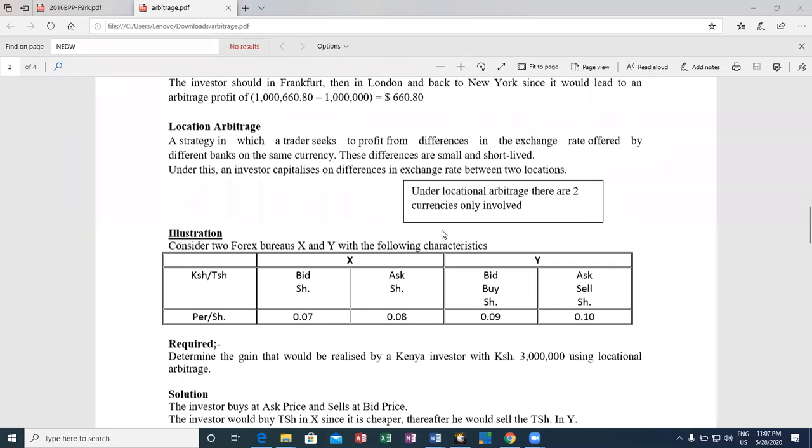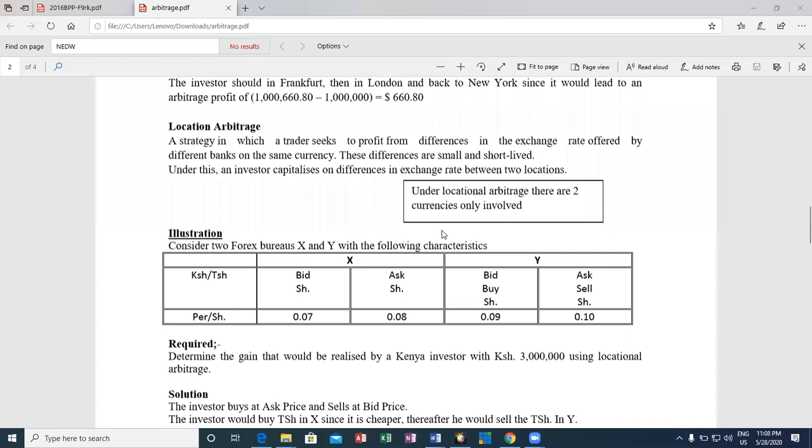So ladies and gentlemen, where is the Kenya shilling? The Kenya shilling is on the left-hand side. If it is on the left-hand side, straight away, I know that this is the buying rate of the bank or of the bureau. And then straight away, this will be the sell. The same with this other bureau, this is buy, and this is sell.